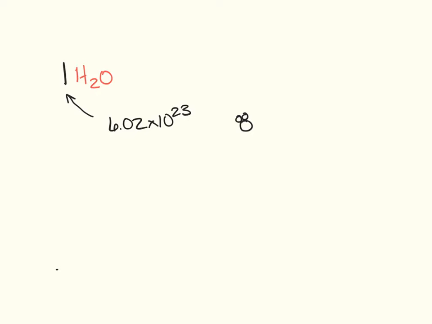Now that we can't count that high, we can't physically count 6.02 times 10 to the 23rd, we have to have a way of measuring it. And we do that by using weight or grams.